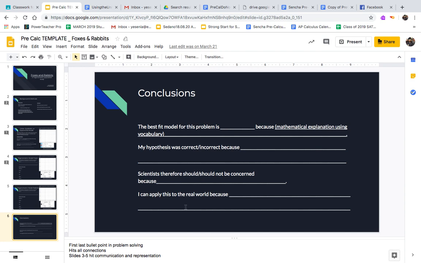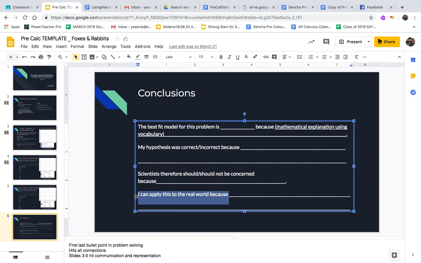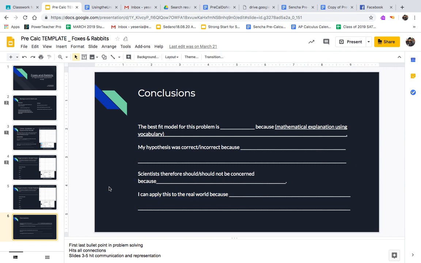Lastly, and a big special part of this artifact is connecting this to the real world. So you can apply this to the real world because, so here, I want you to bring back knowledge of what you know behaves like a trig function in real life. For example, sine and cosine waves. There's a lot of stuff in physics that you learned before. If you forgot some of the physics, what I do is Google it.